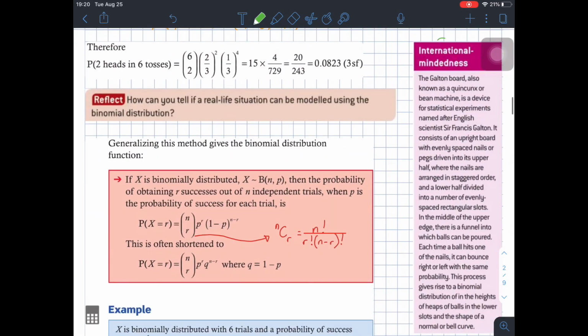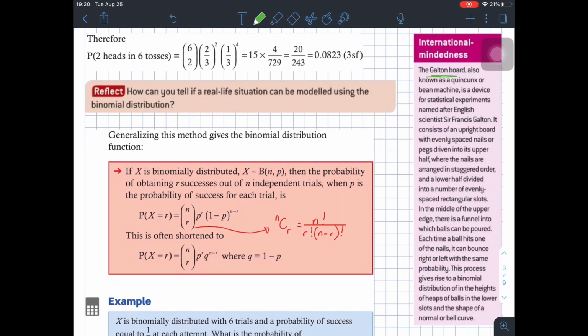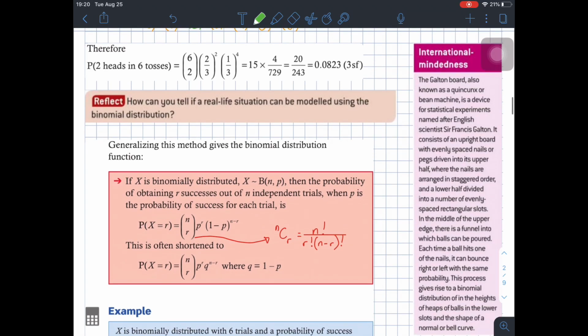Super. Then here we have an International Mindedness article, which is about the Galton board. I'm not going to read this because we're going to waste too much time, but I encourage you to read this. And if you want to investigate, the video that I'm posting will be related to the Galton board. So if you want to watch that video, it's pretty interesting. It obviously talks about the binomial distribution as well.